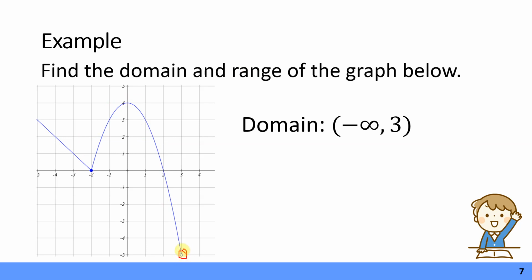The lowest point, hopefully you agree with me, is this one. And remember, range is y. So now we don't look at the 3, now we look at the negative 5. So this is the lowest point. The graph goes all the way to negative 5. And since it's an open circle, I'm going to enclose it with a parenthesis, comma.